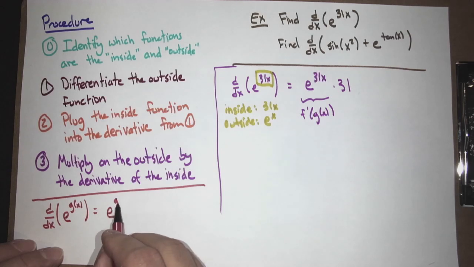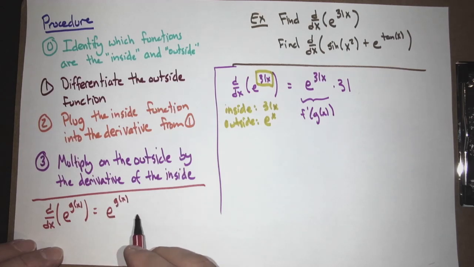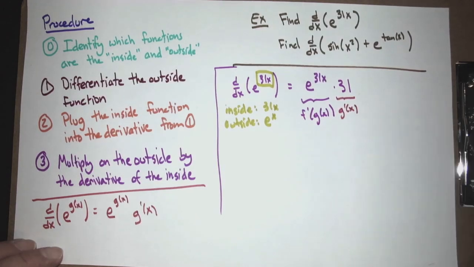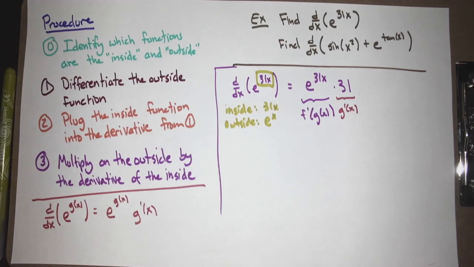It's e to the g of x times g prime of x. And I forgot to write, this is your g prime of x. Because the outside function in this case is e to the x. Now, with that out of the way, I want to take the derivative of something else.